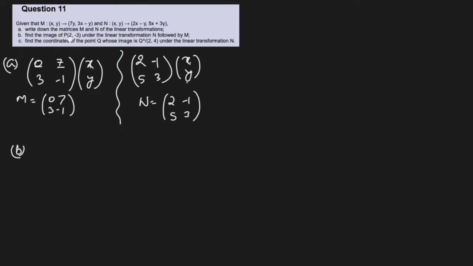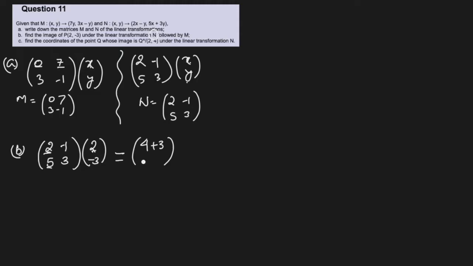B part: find the image of the point (2, minus 3) under the linear transformation N followed by M. That means N will be used first. So let's do that. N was 2, minus 1, 5, 3, and the point is (2, minus 3). We will write it in column notation and just transform. 2 times 2 is 4. Minus 1 times minus 3 will be positive 3.